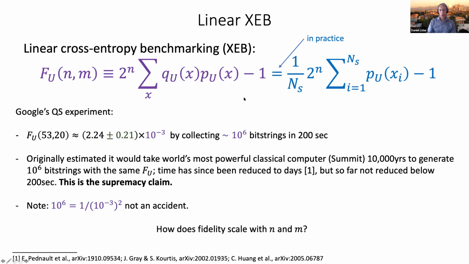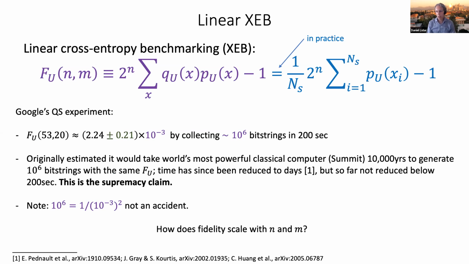Okay, so when this was done in Google's experiment, at the largest circuit size of 53 qubits and 20 cycles, the depth is 2 times the number of cycles, so this is depth 40. What they found was a fidelity that is about 10 to the minus 3, and this was done by collecting 1 million bit strings in 200 seconds. Now, in the paper, they estimated that it would take the world's most powerful classical computer, Summit, 10,000 years to generate the same number of bit strings with the same fidelity.